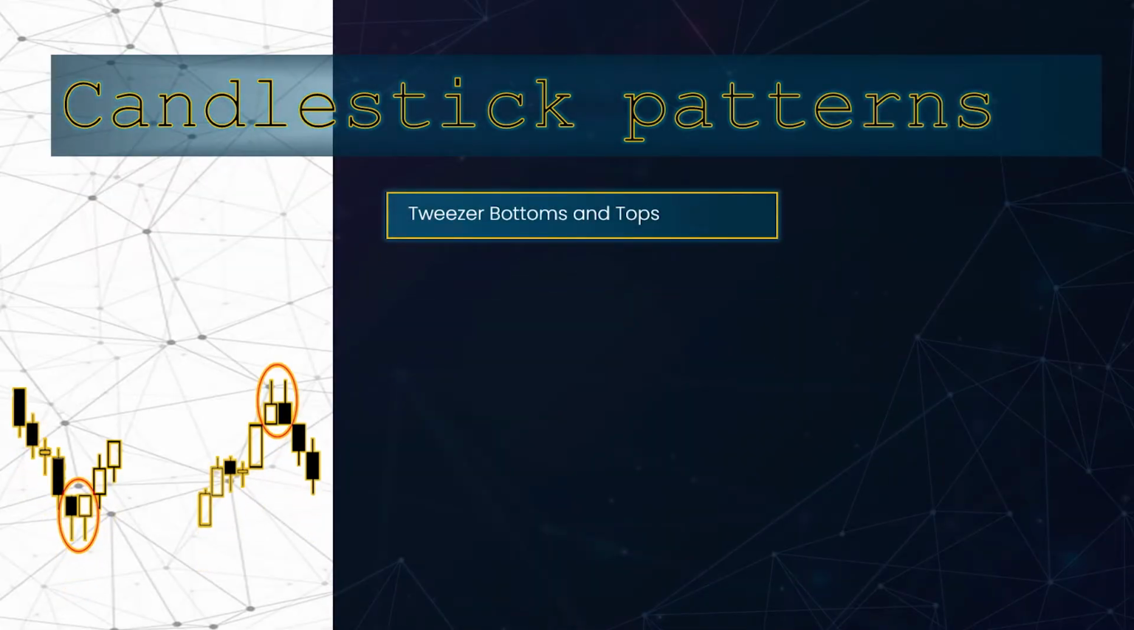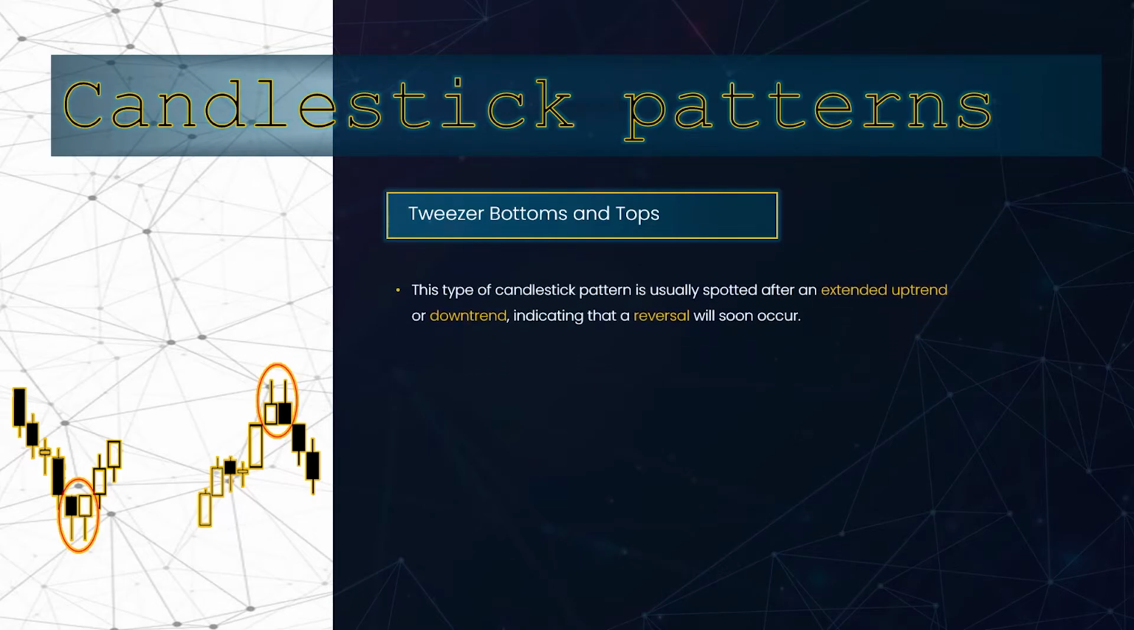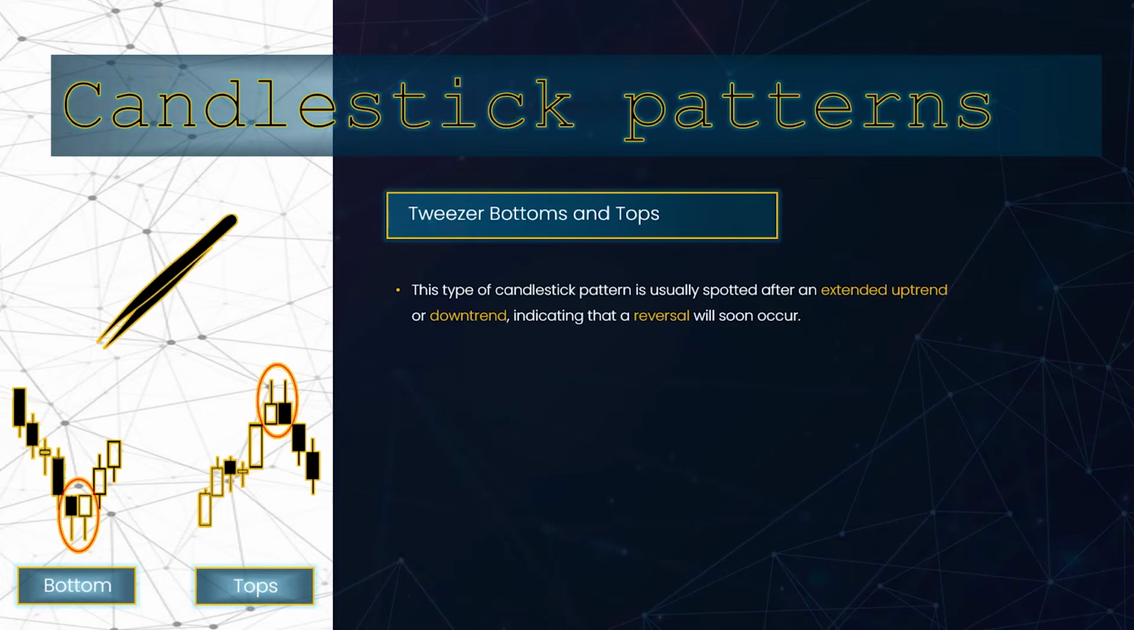Tweezer bottoms and tops. This type of candlestick pattern is usually spotted after an extended uptrend or downtrend, indicating that a reversal will occur soon. There are two types of tweezer patterns, the tweezer bottom and the tweezer top. Notice how the candlestick formation looks just like a pair of tweezers. The most effective tweezers have the following characteristics.